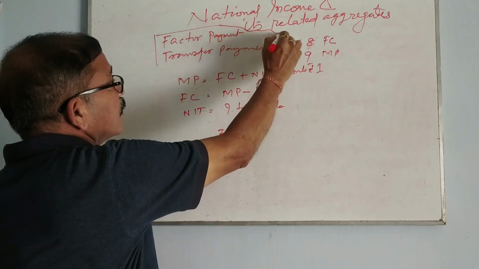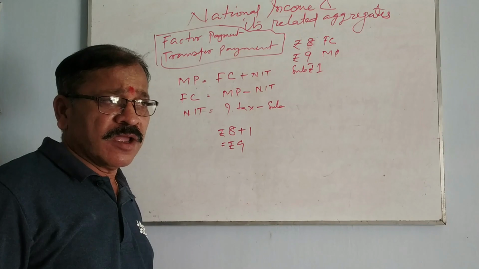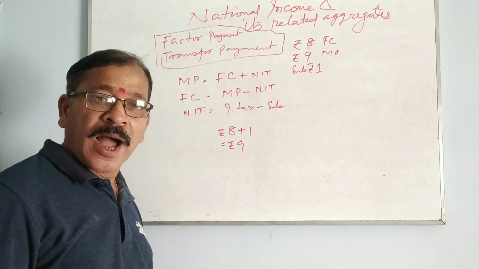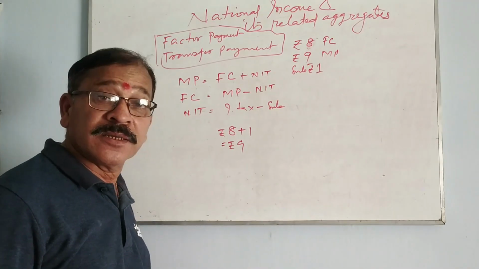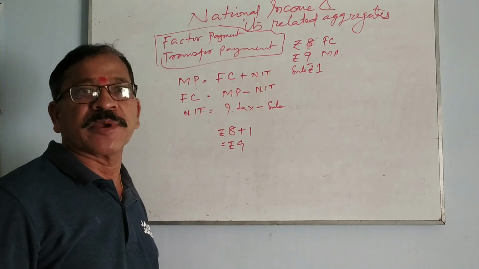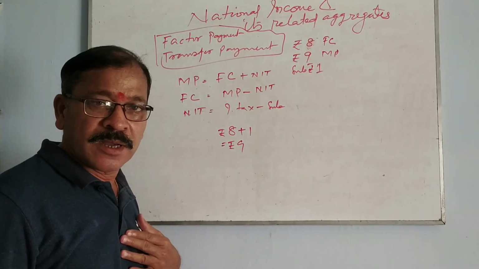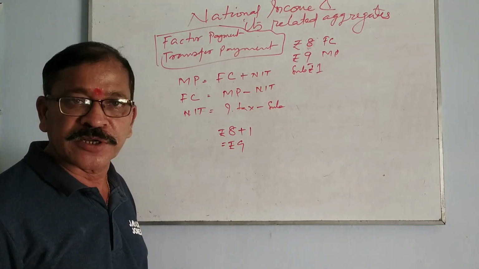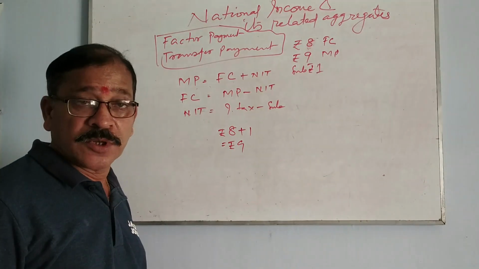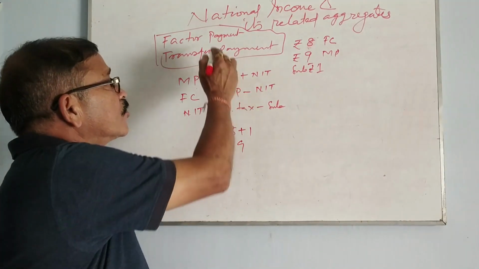Factor payment and transfer payment. What is factor payment? When I render some service as a labor, I have every right to get wages or salary. That is my factor payment, my factor income. I am a labor, I am contributing something in a factory, and I am one of the key members in the process of production. So naturally I will get wage or salary. That wage and salary is known as factor payment.